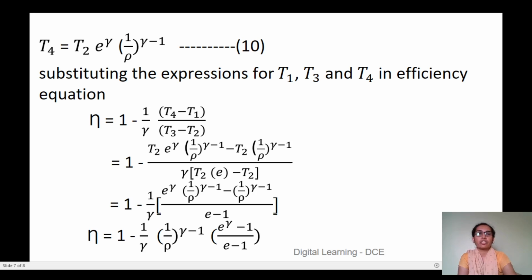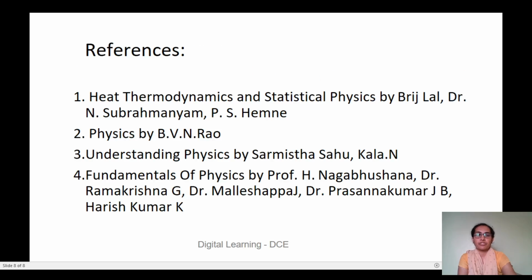Substituting the expressions for T1, T3 and T4 in the efficiency equation, we get eta equals 1 minus 1 by gamma, (T4 minus T1) divided by (T3 minus T2). So now substitute for T1, T2, T3 and T4, and simplifying the expression, finally we get eta equals 1 minus 1 over gamma into (1 over rho) whole to the power of gamma minus 1 into (E to the power of gamma minus 1) divided by (E minus 1). So this is the expression for efficiency.